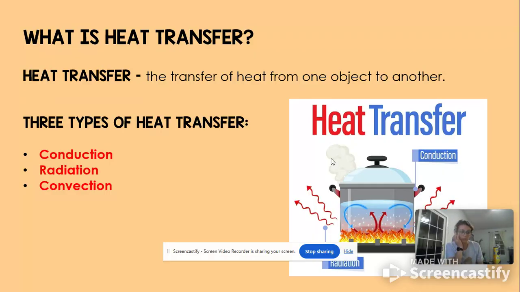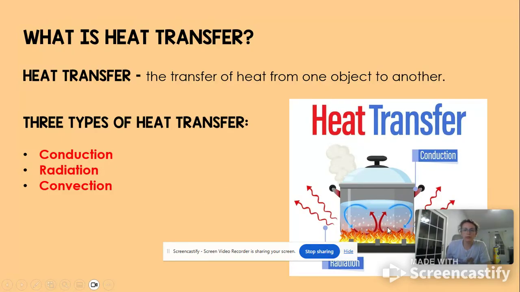So again, if I had an ice cube in my hand, the heat from my hand is going to go into the ice cube to cause it to melt. Now we have those three types of heat transfer. That is conduction, radiation, and convection. And just a brief thing, you're looking over here at this screen.